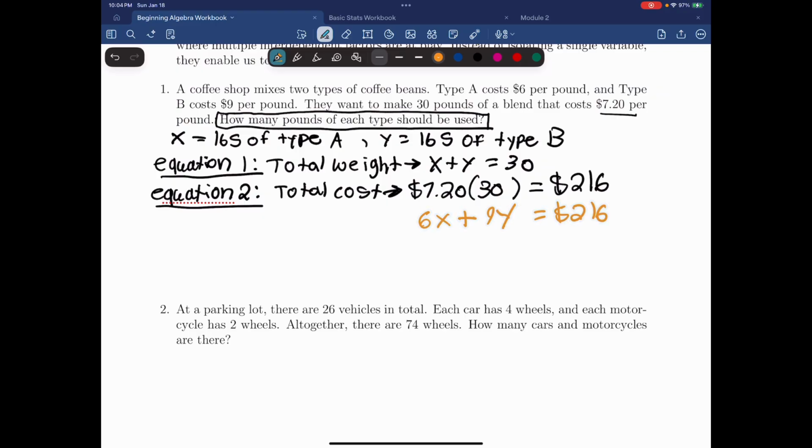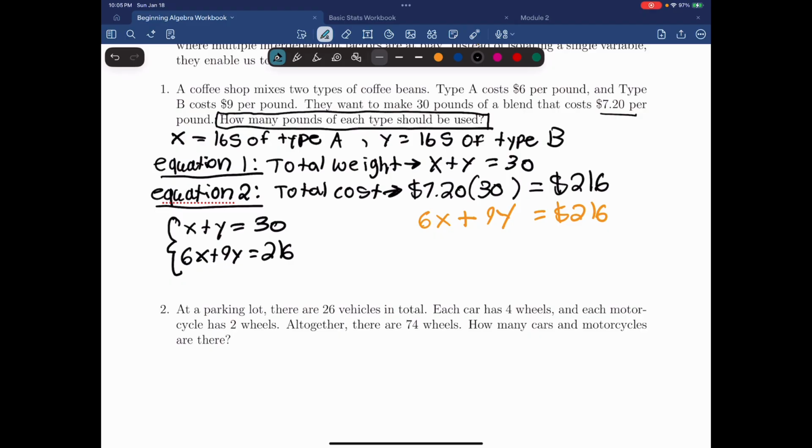So now we have our two equations. We have this equation here that we set up earlier and this equation here. So now all we have to do is set up the system and solve for x and y. So let's do that. We have our first equation, x plus y equals 30. And then equation 2, which we found over here, which was 6x plus 9y equals 216.